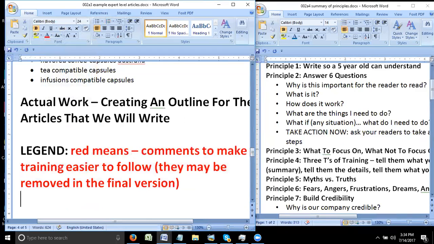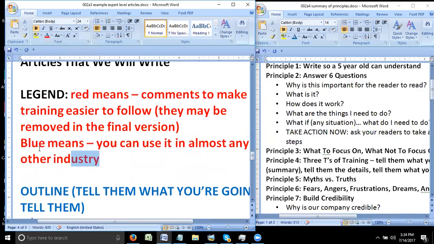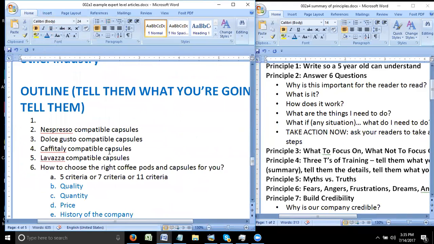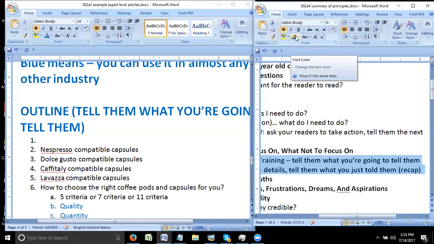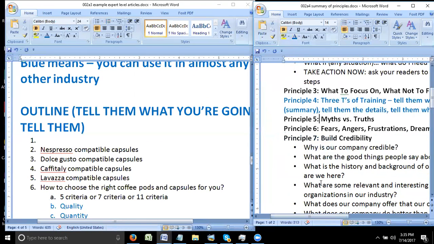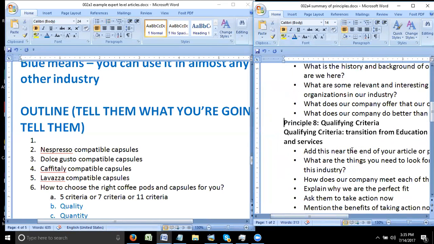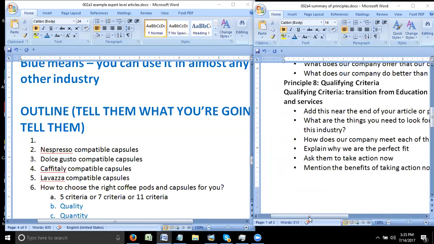And blue means you can use it in almost any other industry. So that's the Legends system, and I'm just coming up with this right on the spot. All right, so now we use the 3 T's of training. I'm just gonna highlight it in blue, maybe, to tell us that we've finished using it. And principle number 8 is the qualifying criteria. I'm just gonna highlight this in blue.